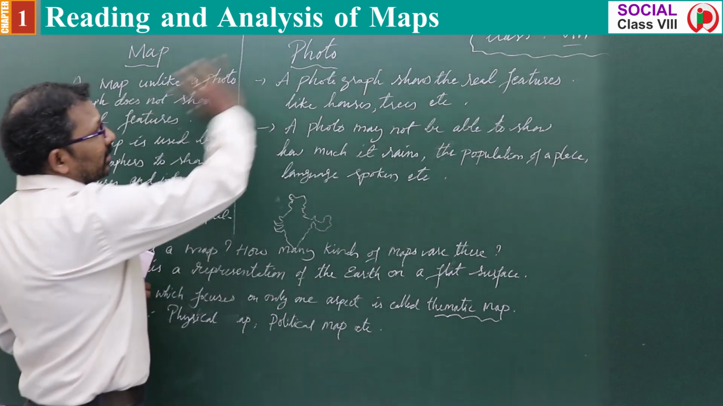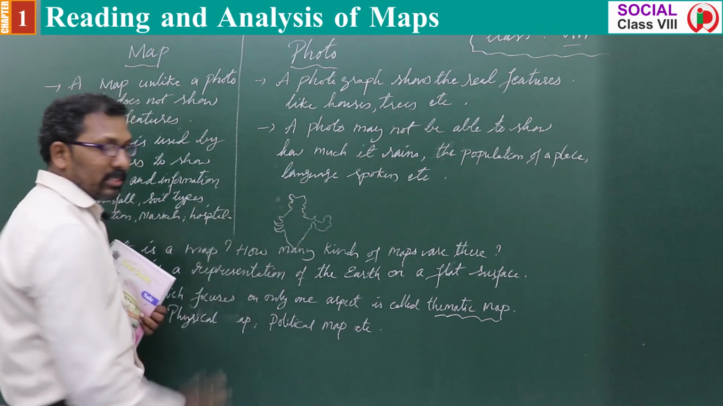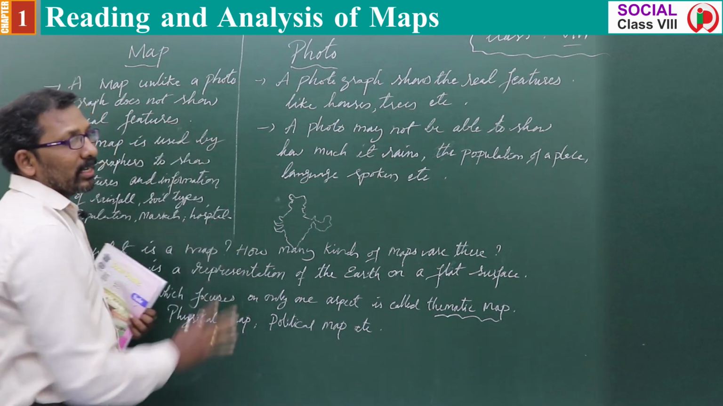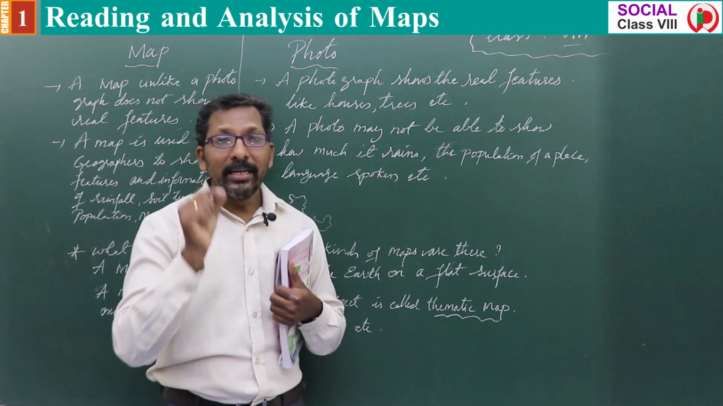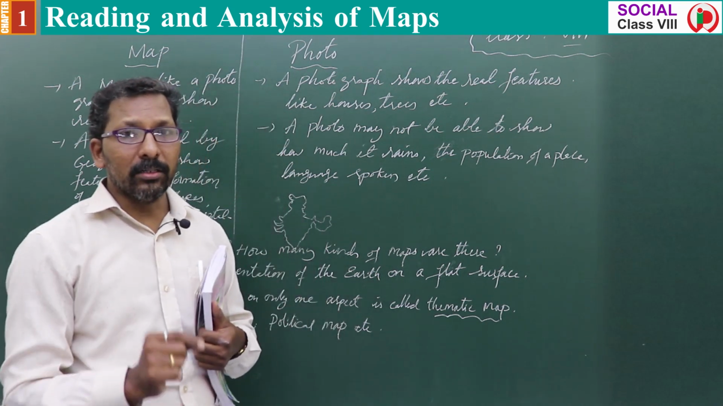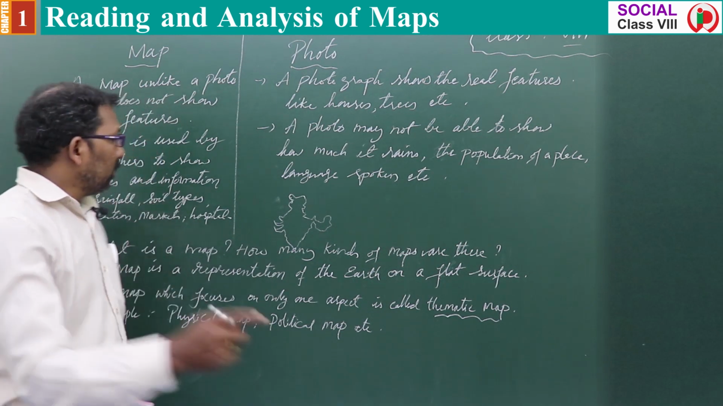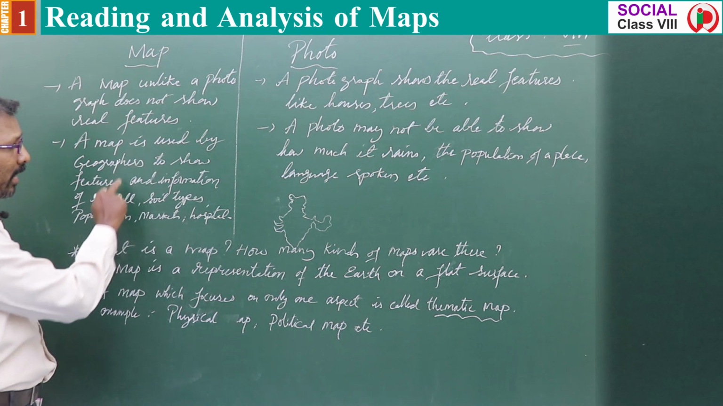So this is the whole board. This is a flat surface, right? And I have represented India on this flat surface, and this becomes a map. So a map is a representation of the earth on a flat surface. If you see this particular difference here, what is the map used for?